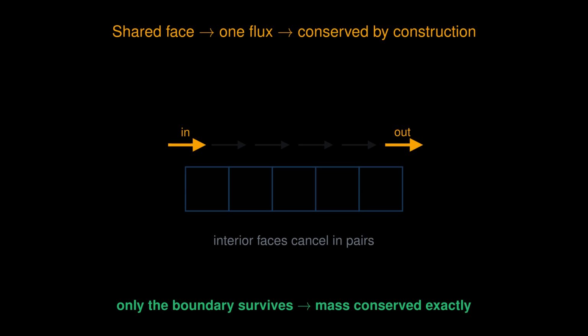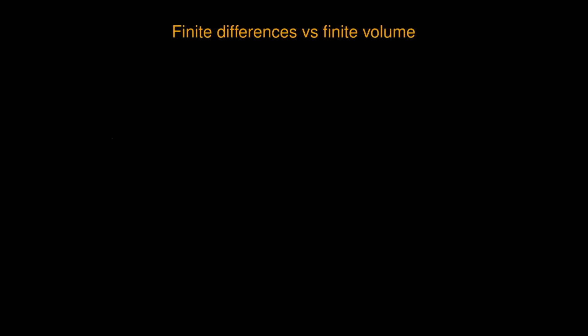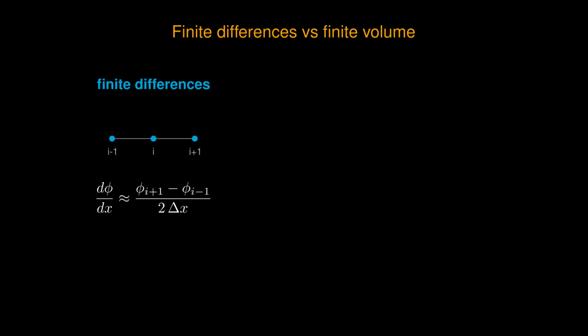The arithmetic guarantees it. This is the contrast with finite differences. They approximate the derivative directly at each point, which is clean, simple, and on a smooth grid often very accurate. But nothing in that approximation forces the books to balance. On a coarse or distorted mesh, a finite difference scheme can quietly manufacture or destroy a little mass at every step, and that error piles up.